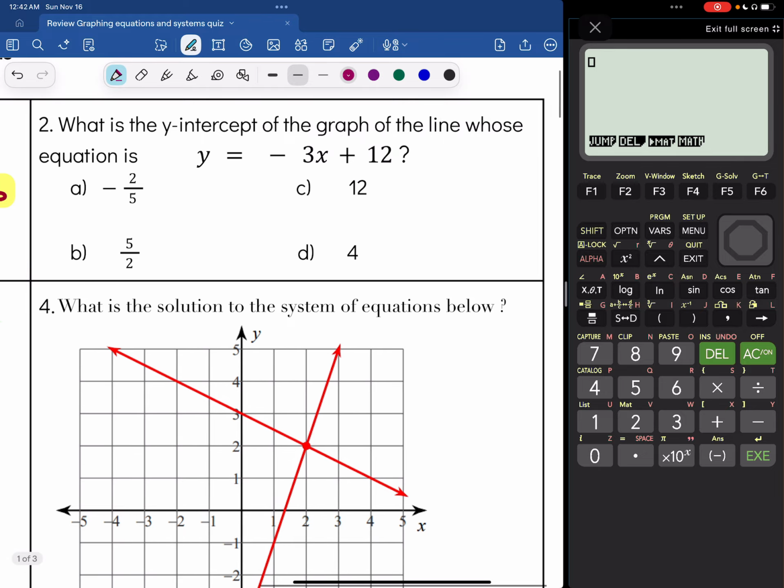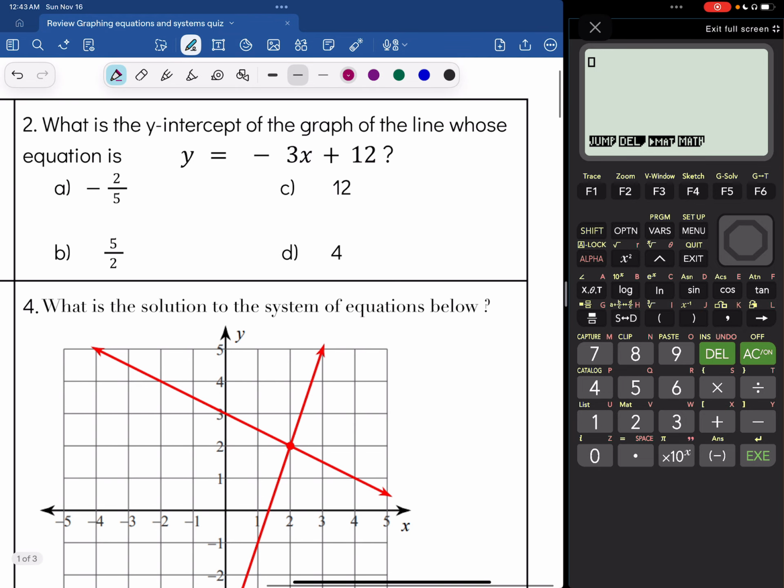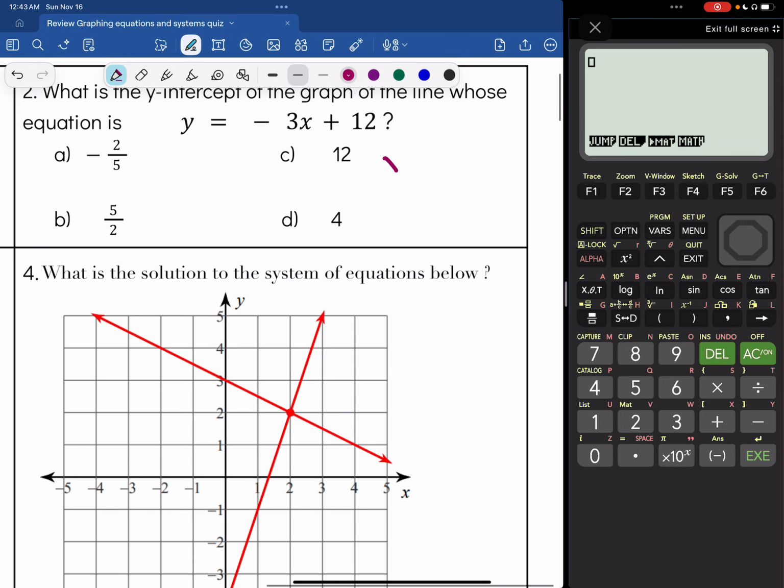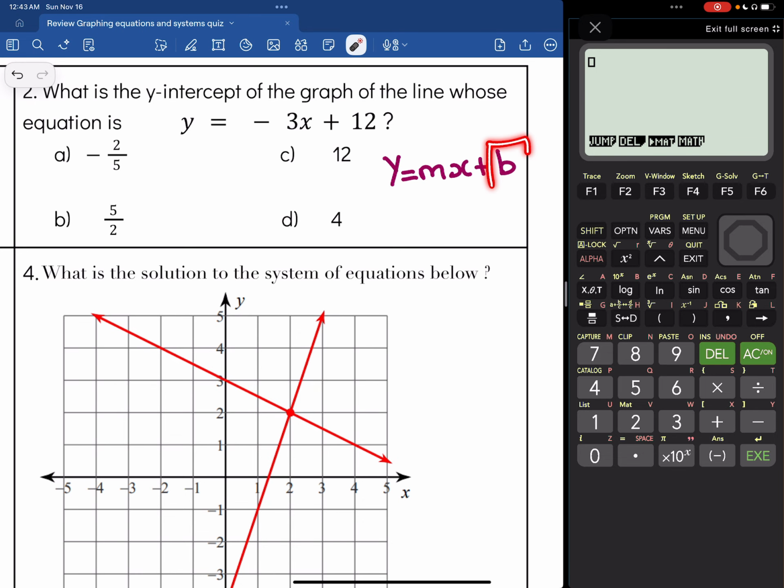Question 2. What is the y-intercept of the graph of the line whose equation is y equals negative 3x plus 12? So when we have an equation that is in slope-intercept form, y equals mx plus b, we know that our y-intercept is always going to be that b value, right? The constant in the equation, the value without the x, without the variable.